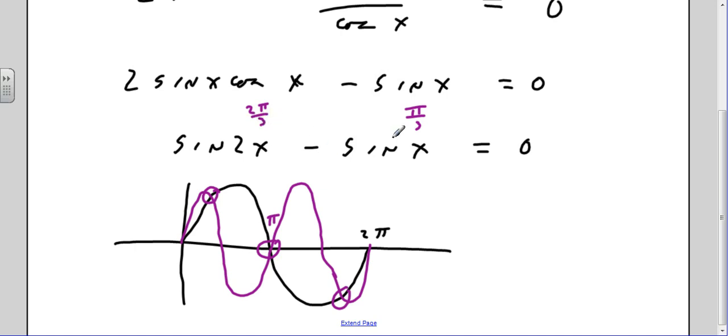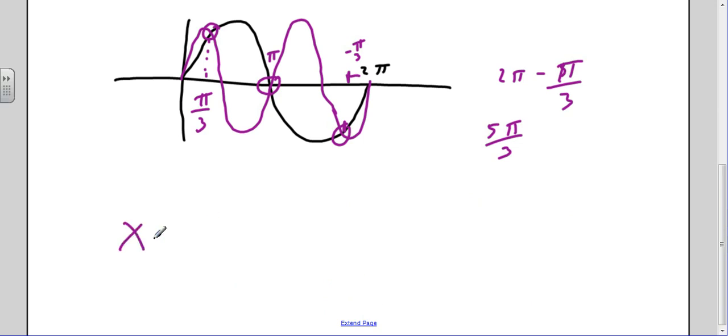Well, pi over 3 would be the sine of 60, and the sine of 60 is the same as the sine of 120. So that answer right there is going to be pi over 3. And then if I had to go pi over 3 to get there, I'm going to have to go minus pi over 3 in order to get to that spot. So my other spot is going to be 2 pi minus pi over 3, which is going to be 5 pi over 3.